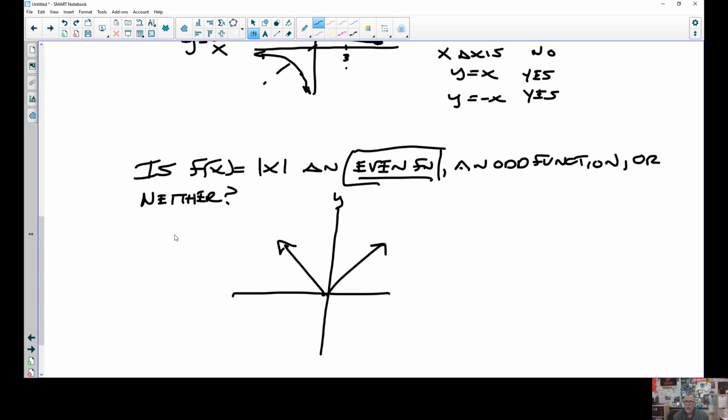So that is a rather long lesson to start the new chapter, but it's one that we're going to work on for a little bit. So you really need to understand these symmetries.